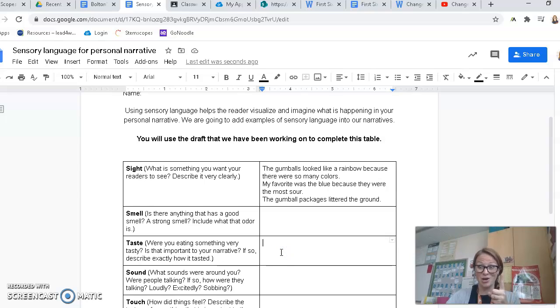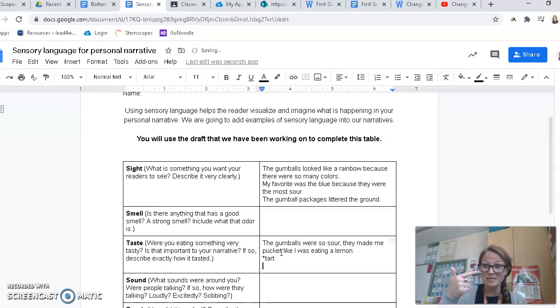The taste, though. Oh my goodness. The gumballs were so sour, they made me pucker like I was eating a lemon. They were so tart. That's another word I could use. I'm going to make a little note to maybe include that word tart, because that's another thing that I could taste from that, right?